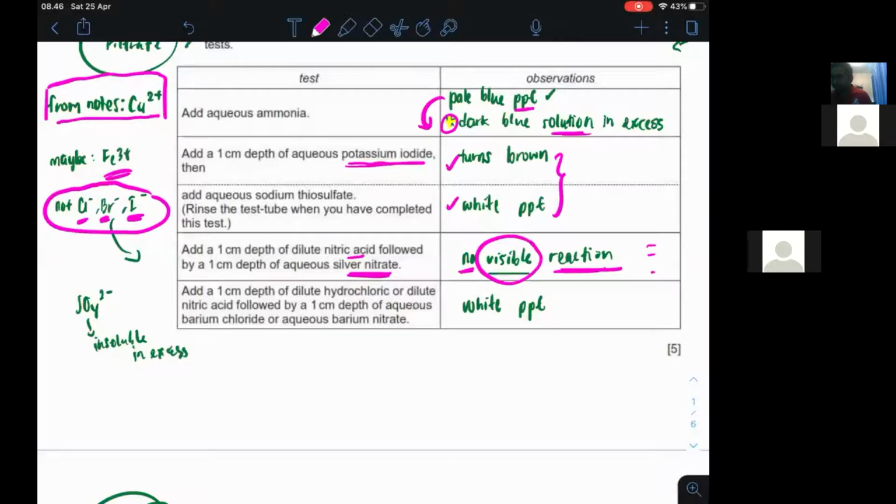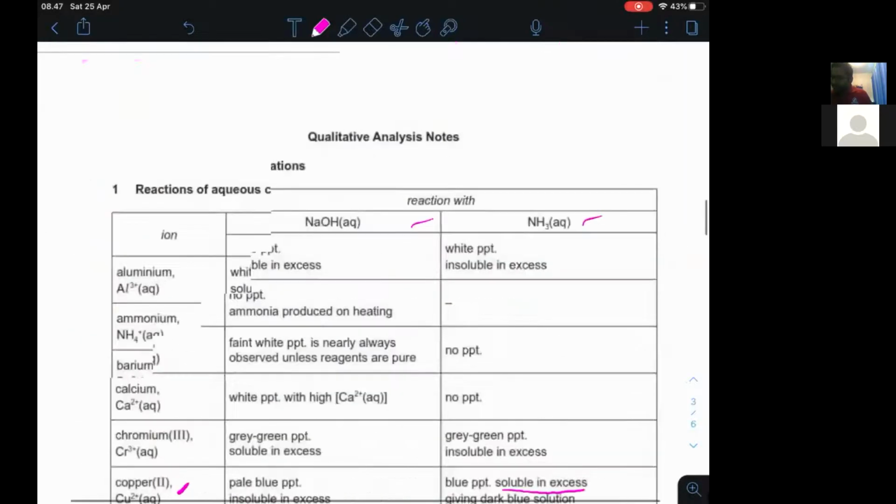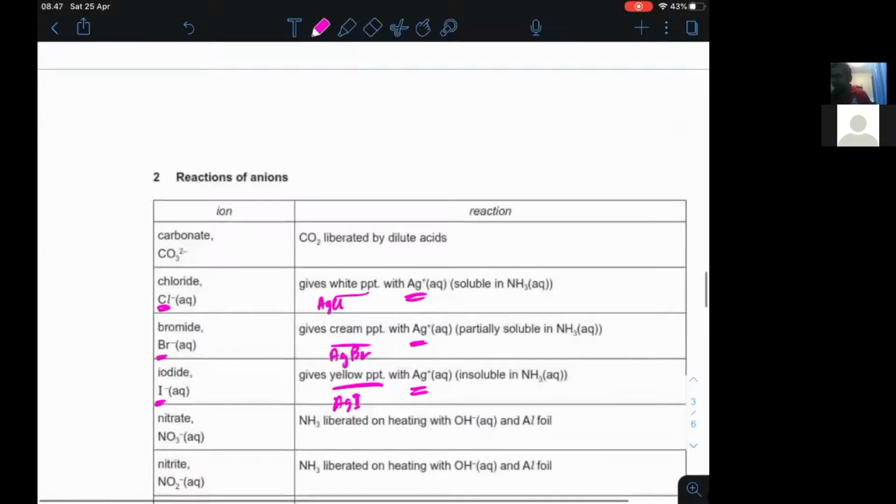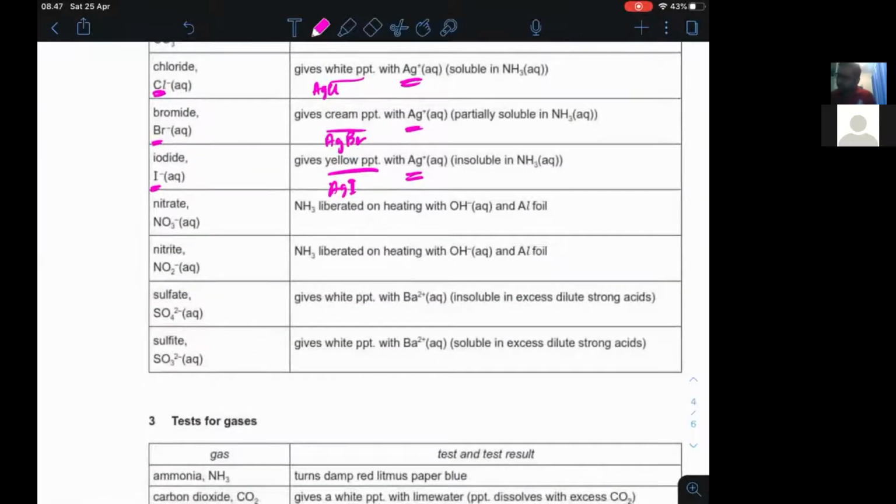They actually test the filtrate, and then they add hydrochloric acid, or dilute nitric acid. It means we are going to add a dilute acid followed by barium chloride or barium nitrate. If you look at the notes over here, when you add barium chloride and barium nitrate, they are talking about something to do with this. HCl and HNO3 are strong acids and dilute. So you can deduce whether it's going to be sulfate or sulfite.